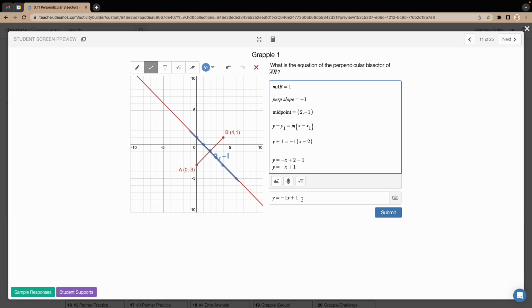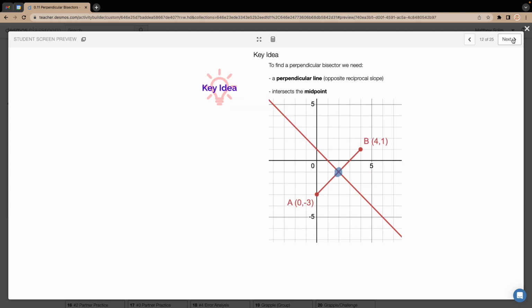So yeah, we end up in the same spot if we just put this into slope-intercept form, or you could use the graph. Just wanted to show you all three ways. So the key idea here is a perpendicular bisector. You need the perpendicular line, so you need the opposite reciprocal slope, and you need to hit the midpoint. So two things we're looking for. Perpendicular bisector is two words, so it's easy to remember we need to do two things.